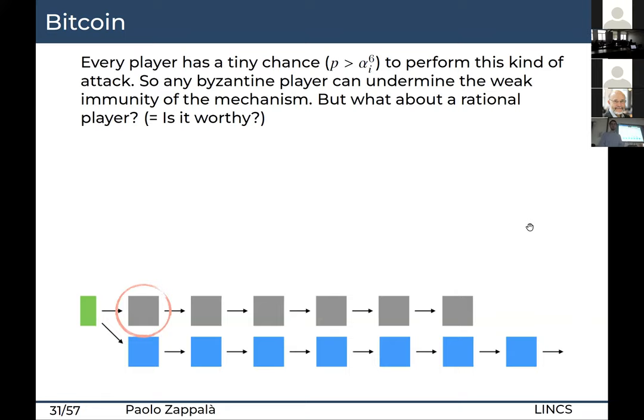Did you understand the question? It's why we put alpha to the six as the threshold. It's one possibility to make a deviation as a Byzantine player, but it's not the only possibility. So it's at least that probability.